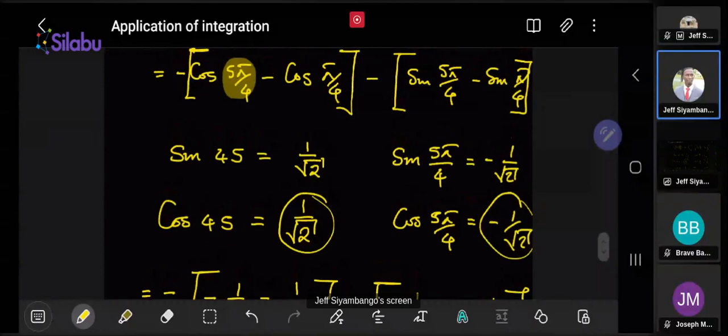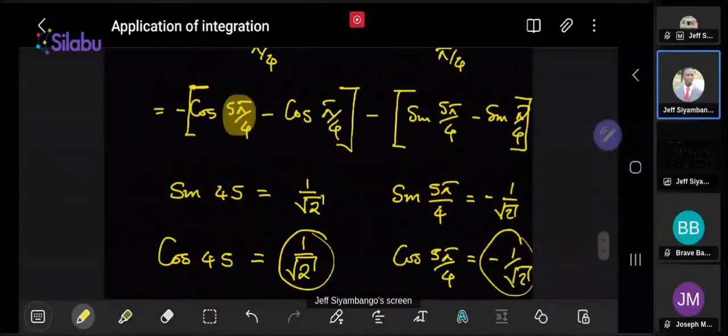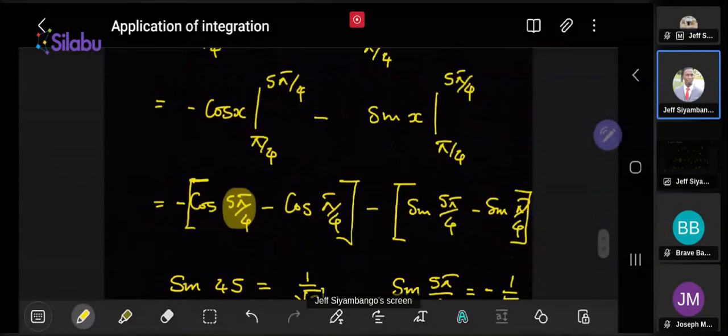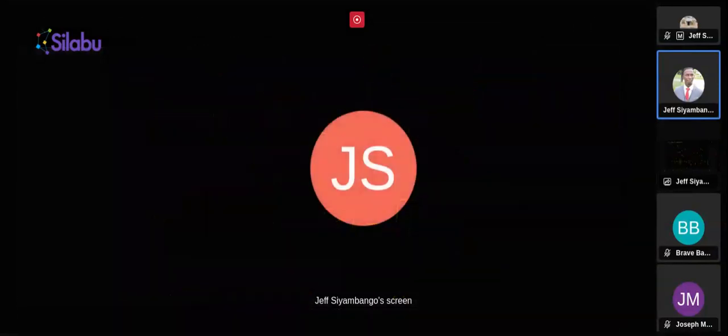When you are substituting, yeah. So you didn't. Is this okay? Is what you've done the same as saying cos 5 pi over 4 minus sin 5 pi over 4, then minus cos pi over 4 minus sin pi over 4?